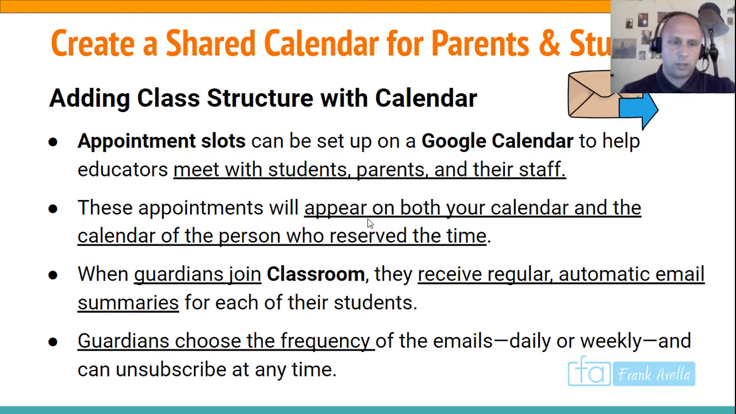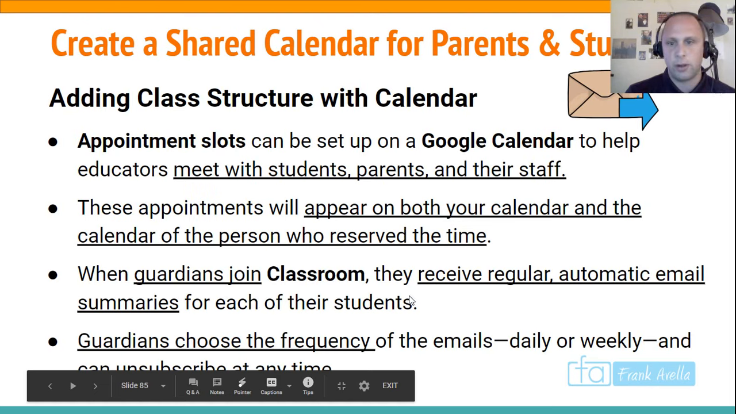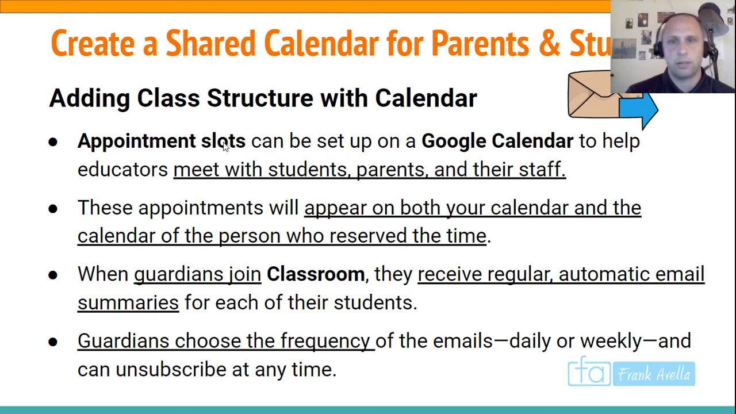So when guardians join Google Classroom, they receive regular automatic email summaries for each of their students. Guardians choose the frequency of the emails, whether daily or weekly. They can unsubscribe at any time. So with Classroom, they're talking more about email summaries, and with Calendar, they're focusing on appointment slots.